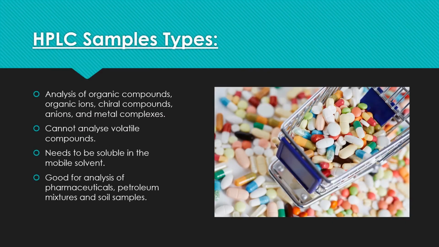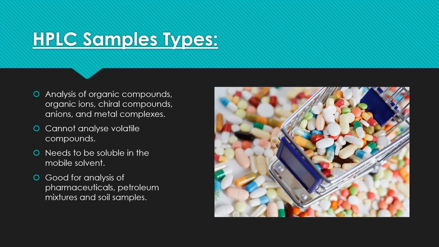HPLC is usually reserved for the analysis of organic compounds, organic ions, chiral compounds, anions, and metal complexes. It is also used instead of gas chromatography to analyze compounds that break down under high temperatures, as this is not suitable for a gas chromatographer analysis. HPLC, however, cannot analyze volatile compounds, as these are more suited for analysis via a gas chromatographer instead, due to the nature of these molecules.